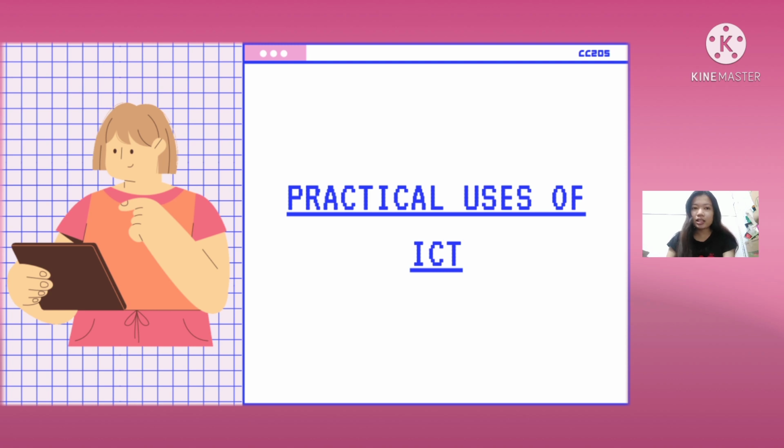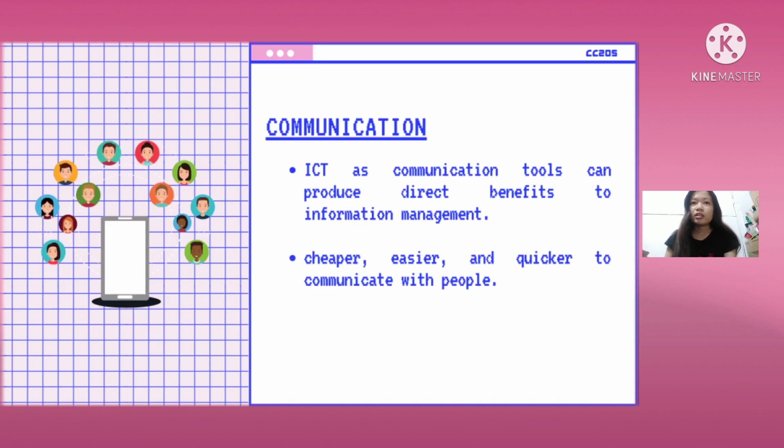Practical uses of ICT. Communication. Their use as communication tools can produce direct benefits to information management. They can make it cheaper, easier, and quicker to communicate with people.